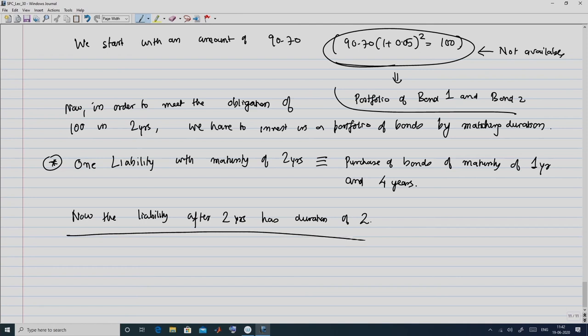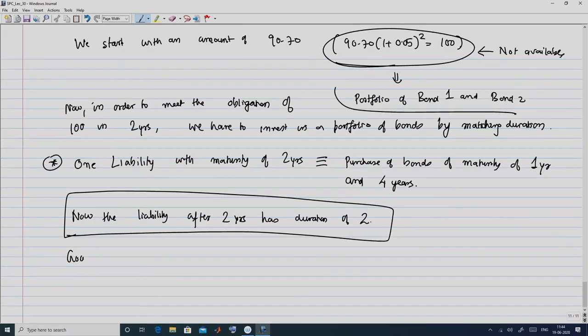Now, why am I saying the liability after 2 years has a duration of 2? The liability of this 100 that you have to pay after 2 years is like you having issued a bond with a nominal value of 100, and the bond is a pure discount bond. You recall that one of the properties of a pure discount bond is that its duration is exactly the same as the maturity of the bond, and that is the reason why this 2 year liability of an amount of 100 to be paid at maturity is equivalent to a bond having a duration of 2.